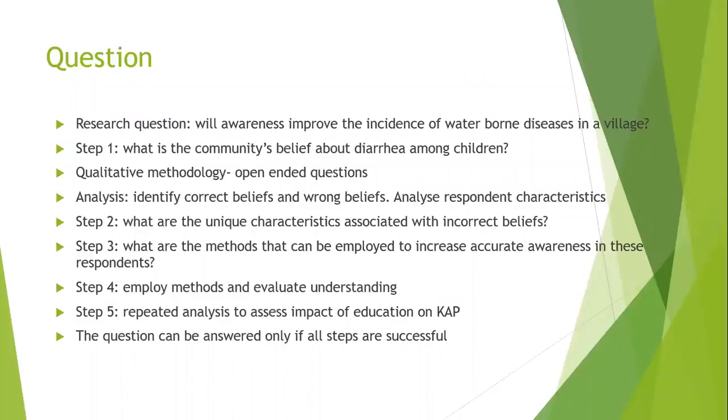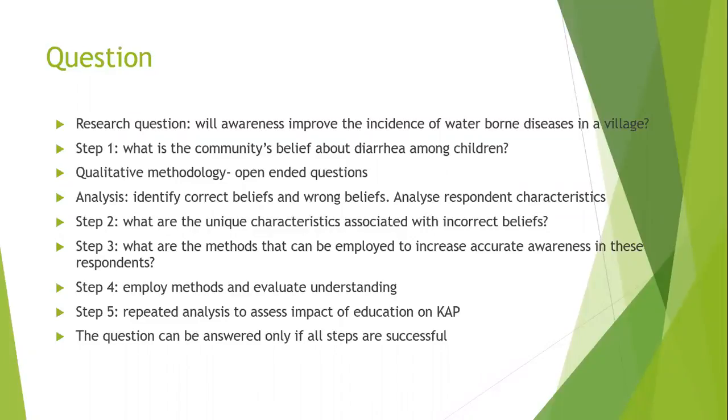Then, what are the methods that can be employed to increase accurate awareness in these respondents? That is one of them. Maybe you need to catch people of influence within the community. If you are looking at different beliefs among literate and illiterate people, you may want to do pamphlets for the literate, but street plays for the illiterate, and so on. Then you need to employ methods and evaluate the understanding. Finally, you need to do repeated analysis to assess the impact of education on knowledge, attitudes, and practice.